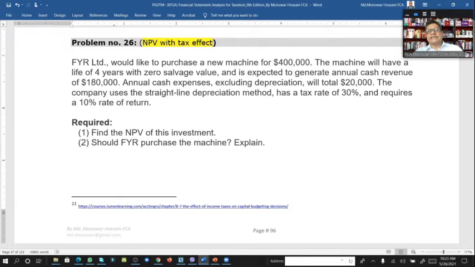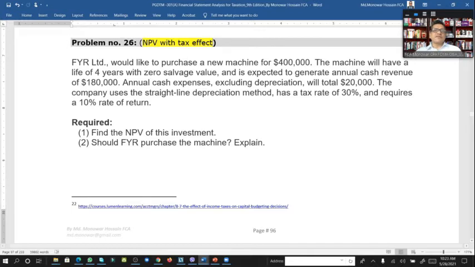Here the company has a tax rate of 30%. They require a 10% rate of return, because the company wants a 10% rate of return. So what we have to do is find the net present value of this investment, and we have to explain whether the company should purchase the machine or not.